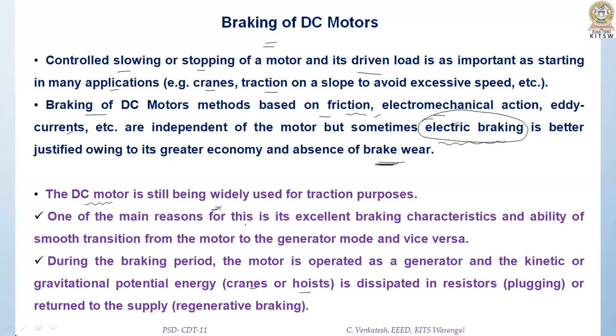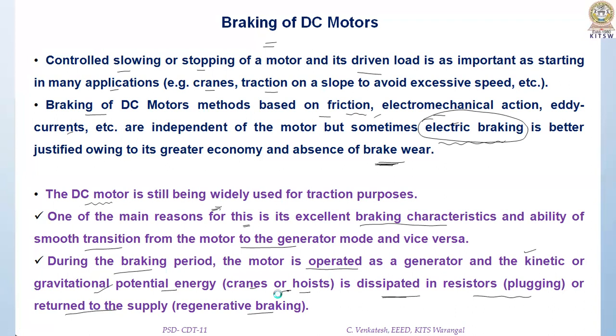One of the main reasons for using a DC motor is the excellent braking characteristics and the ability of smooth transition from motor to generator operation. During the braking period, the motor is operated as a generator and converts the kinetic or gravitational potential energy. It may be a rotational load or a linear load like cranes and hoists. The energy is dissipated in resistors by the method called plugging, or the excess energy can be returned back to the supply in case of regenerative braking. So there are different braking techniques possible in case of DC motors.